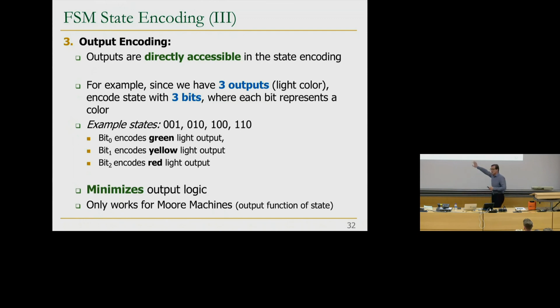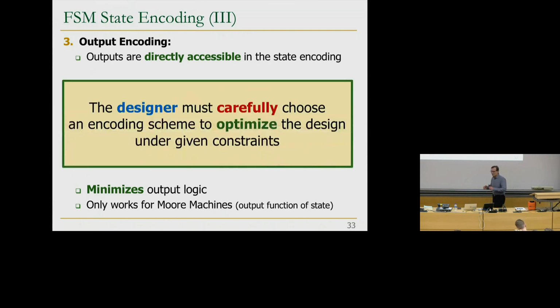So clearly, this is good for minimizing the output logic, because now you're really looking at the outputs and ensuring that outputs are directly accessible in the state encoding, which means that if you already determined your state, you can basically pull out your outputs from some of those bits. That's why it minimizes the output logic. But it only works for Moore machines, because output is a function of the state only. Output is not a function of inputs. Make sense?